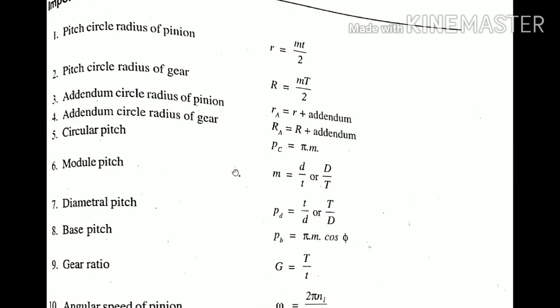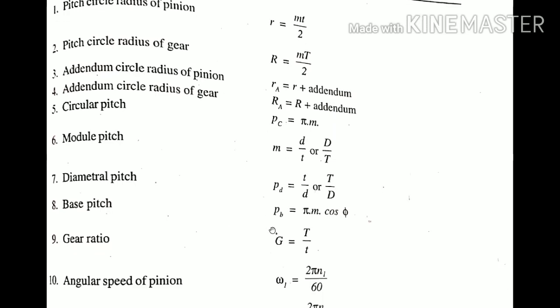Then how to calculate the module? Module is nothing but small d by small t. Here d is the diameter of the pinion, and small t is the number of teeth on the pinion. Capital D means the diameter of the gear, and capital T means the number of teeth on the gear. So by this we can find the module for the pinion as well as the gear. Suppose you want to find the diametral pitch for the pinion as well as the gear: it is small t by small d for the pinion, and for the gear capital T by capital D.